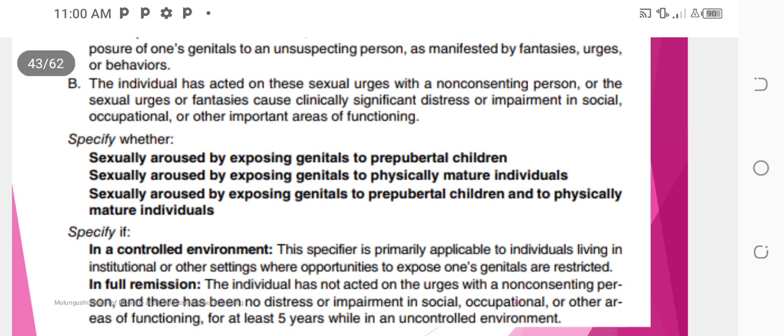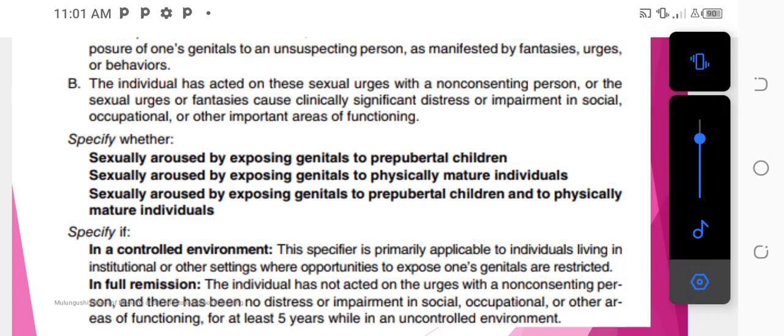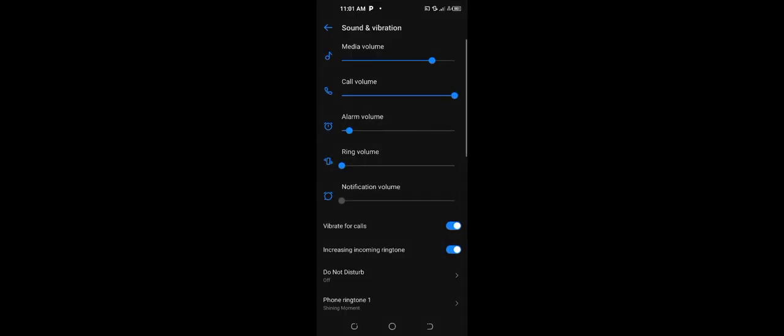Those in full remission: the individual has not acted on the urges with a non-consenting person, and there has been no distress or impairment in social, occupational, or other areas of functioning for at least 5 years while in a controlled environment. The third one will go to frotteuristic disorder.